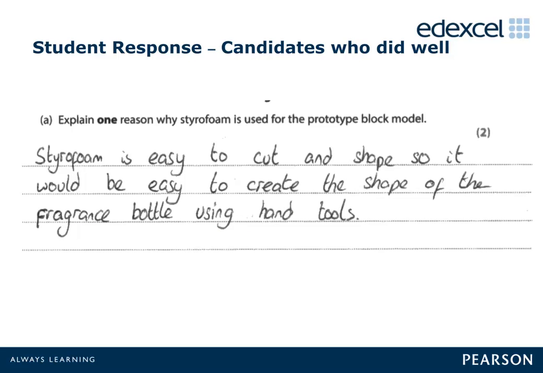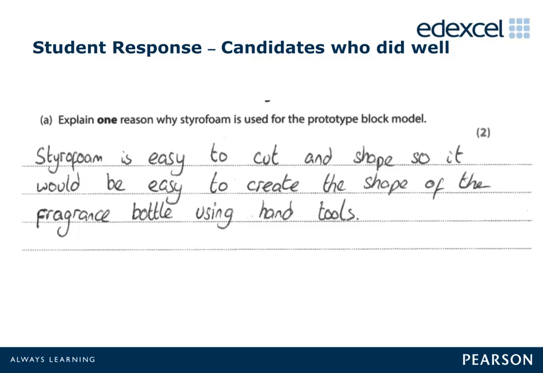This is an example of a response from a learner who not only gained both marks for the question, but also demonstrated good examination techniques. As an explain type question, an examiner would be looking for a link between a property of the material and an extension to the point made.